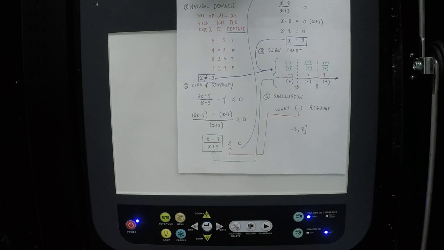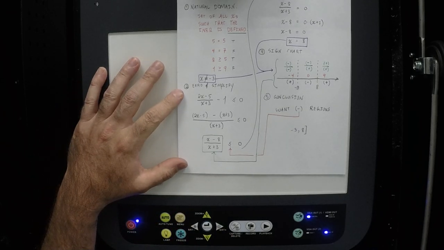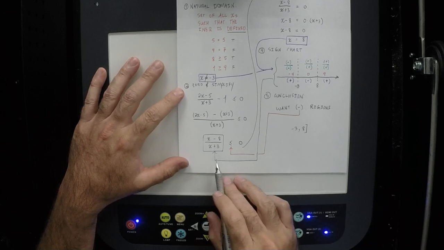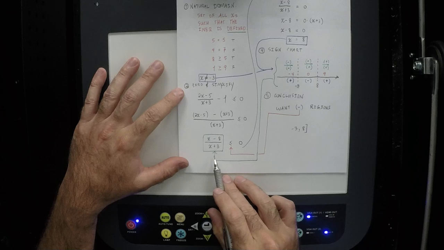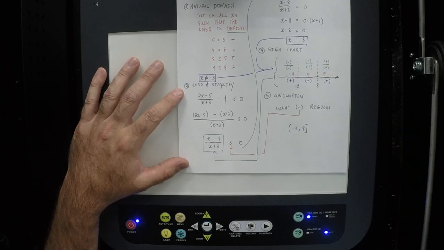Should we include negative 3? Why not? I thought less than or equal. Right. Negative 3 is not even part of the natural domain. It surely can't be part of the solution. Look what would happen if you tried to plug in negative 3. It's not even defined there. That's the answer.